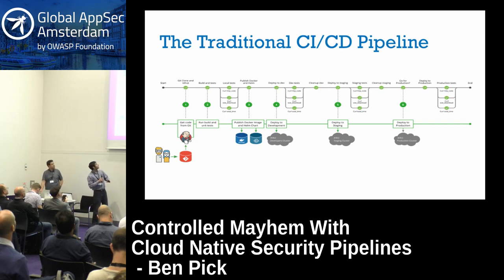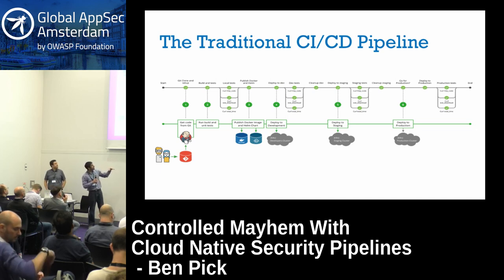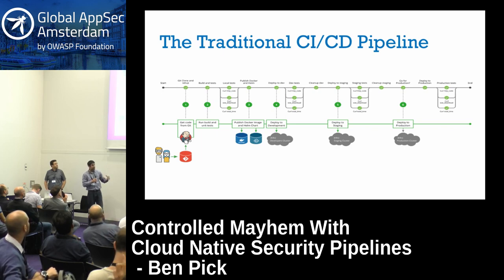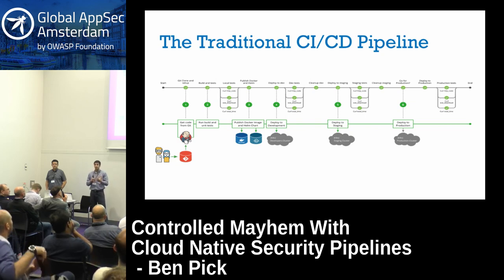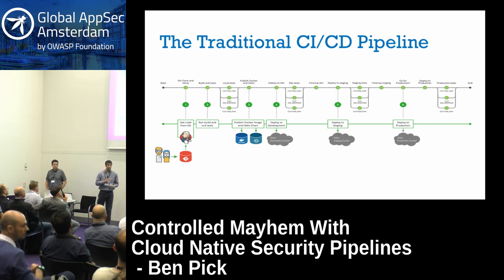So this right here is your traditional pipeline. You can see in the lower left your developer. They are committing their code into Git. It moves in a very linear fashion through each of the various phases of your environment, from dev to integration to staging to production. You can see this very linear fashion of your developer committing the code and it going directly into production.